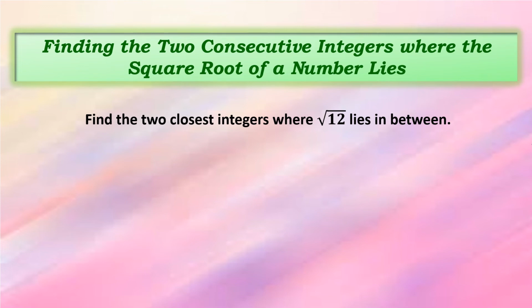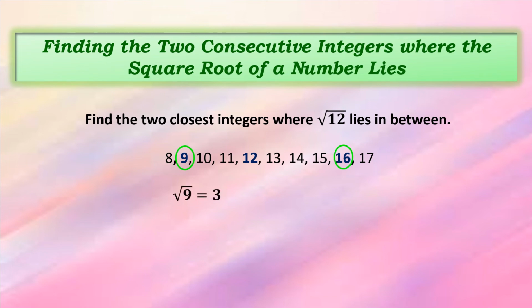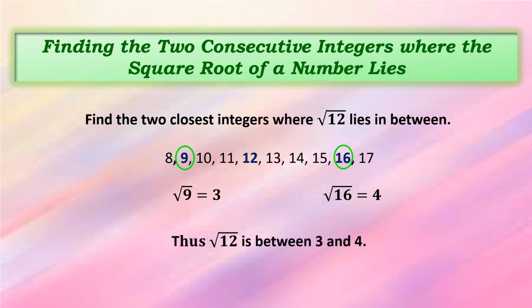Think of two consecutive perfect square integers where 12 is in between them. 12 is between the perfect squares 9 and 16. Now, take the square roots of these numbers. Square root of 9 equals 3, while square root of 16 is 4. Thus, the principal root of square root of 12 is between 3 and 4. It's so math dali.